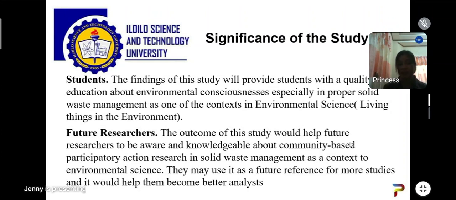So we also have students, where the findings of this study will provide students with a quality education about environmental consciousness, especially in proper solid waste management as one of the contexts in environmental science, which is the living things in the environment. We have also the future researchers, and the outcome of this study would help future researchers to be aware and be knowledgeable about community-based participatory action research and solid waste management as a context to environmental science. They may use it as a future reference for their studies, and it would help them become better analysts.